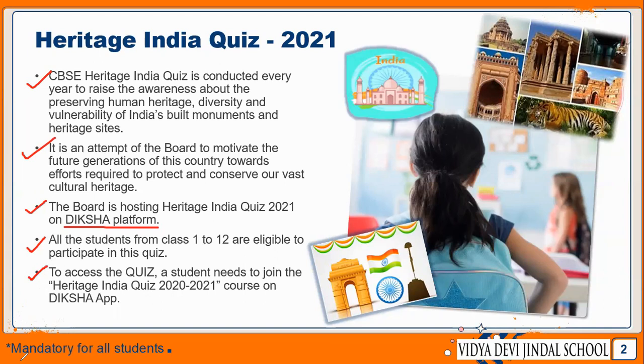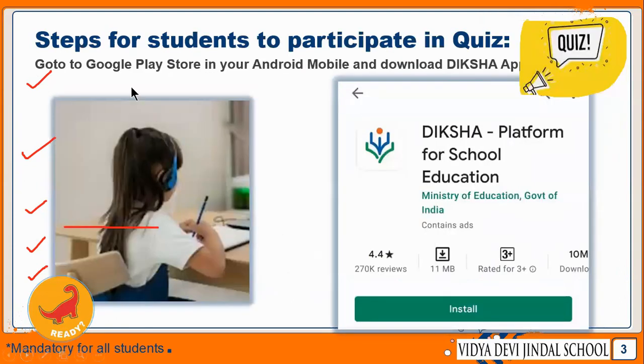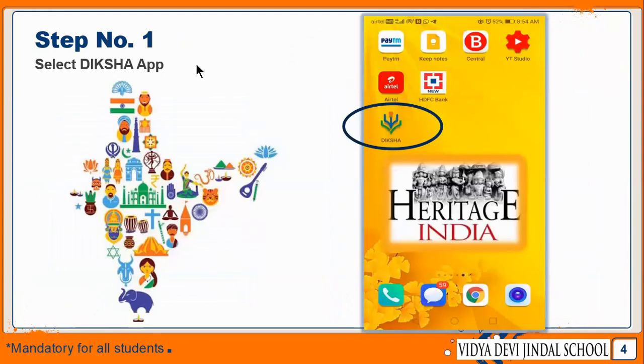So first of all, you have to install Diksha app in your mobile. For that, what you have to do? Go to Google Play Store, then search for Diksha and click on install. After installation, you will see screen like this. So from here, we are going to start our steps. This is your step number 1. Click on this Diksha app.